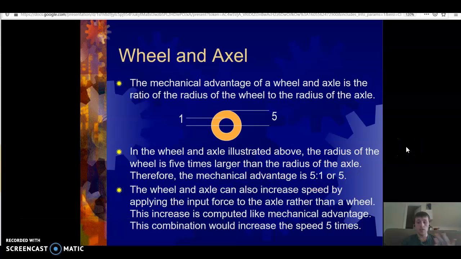You can use these in different ways. If you apply a force to the outside of this wheel, for instance, when you're driving a car, you're going to have to move the wheel much farther, but you're going to get a force advantage. If you drive the wheel at the axle, you're going to have to apply way, way, way more force, but your wheel is going to go quicker. So you're going to create a distance advantage.